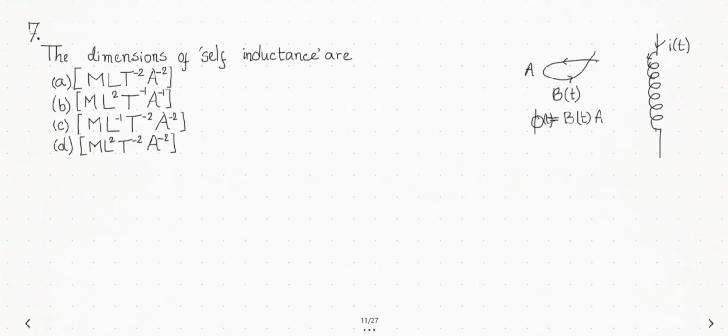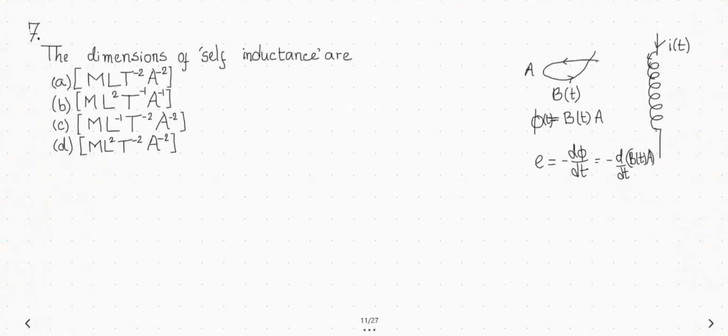And Faraday's law says that whenever there is a change in magnetic flux linked with a coil, an EMF is induced. Faraday's second law says that the EMF induced is the time rate of change of magnetic flux, that is dφ/dt, but with a negative sign. So if I put it there, then obviously here what will happen? d/dt of B(t) into A.